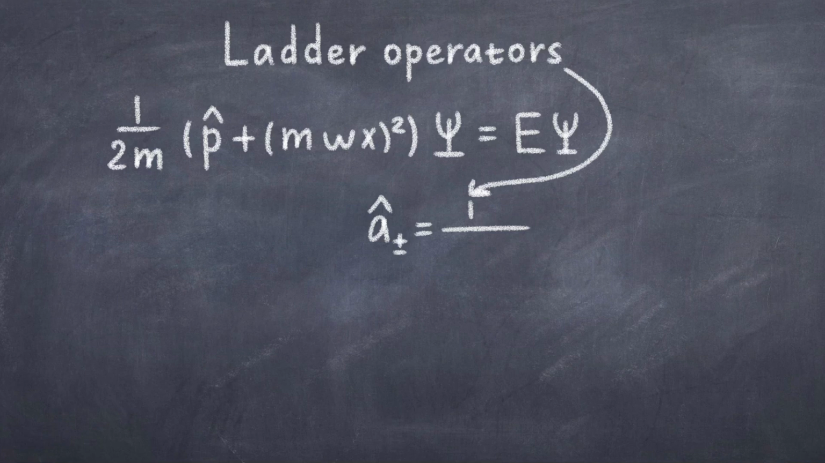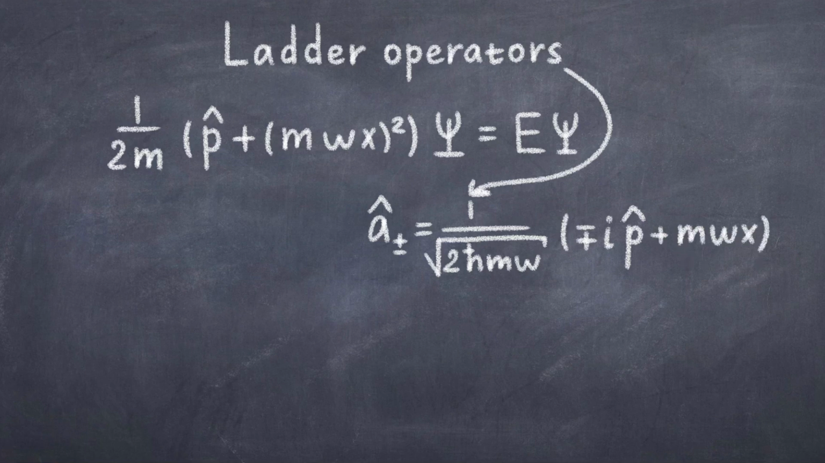To resolve this issue, we can define the ladder operators, where the ladder operator a hat plus minus is defined as 1 over the square root of 2 h bar m omega, and then that times minus plus ip plus m omega x. The plus sign is the raising operator and the negative sign is the lowering operator. So there are two. It turns out that the raising operator increases the energy of the system and the other decreases the energy of the system.